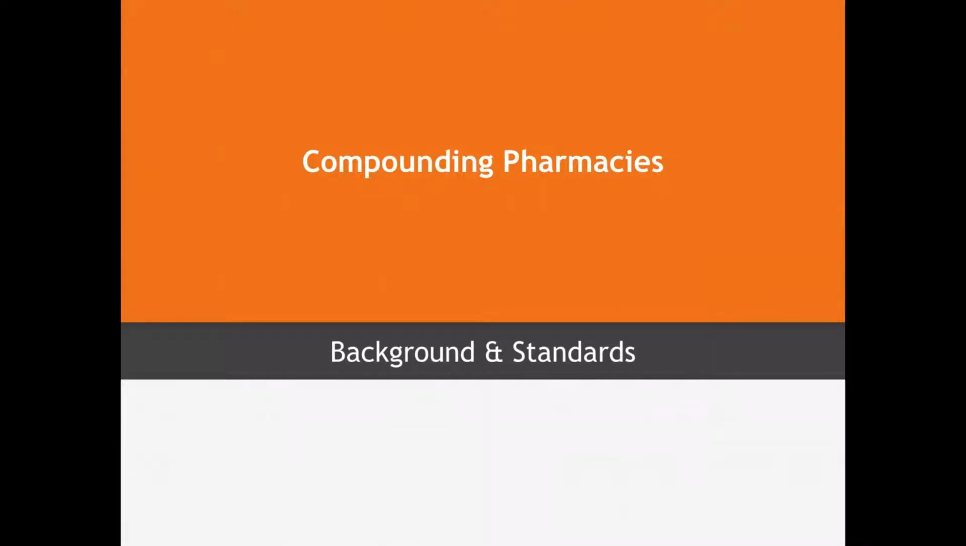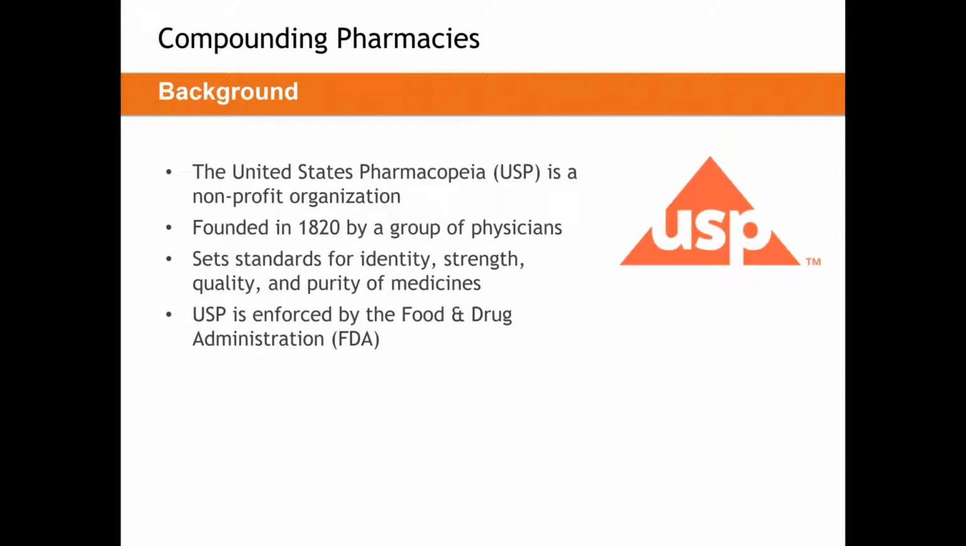So let's start with some background and standards. USP is the United States Pharmacopoeia Organization. It's quite an old organization, founded in 1820. Essentially, USP is a not-for-profit, science-driven organization that has an established process for convening independent experts for the development and maintenance of healthcare quality standards.